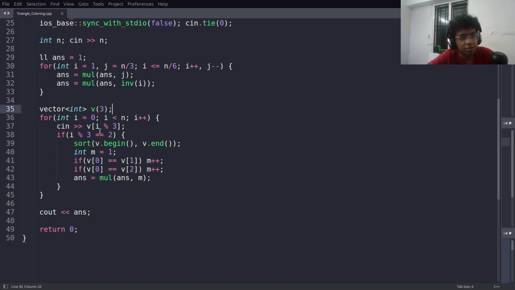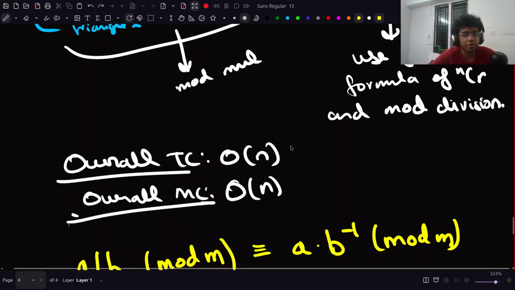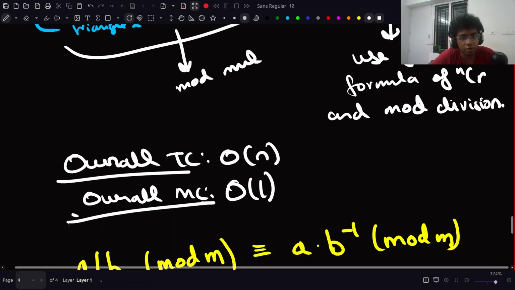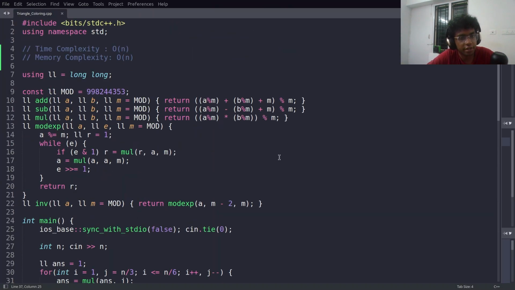Actually, to be honest, since we don't even need to store the input, we just need to store chunks of 3 each time. The overall memory complexity will only be big O of 1, right? So let me just make a quick correction. The memory complexity is just big O of 1. We don't actually need to store the values for this, right? But if you're storing the values, it will be big O of n. So let me just write the memory complexity as big O of 1.